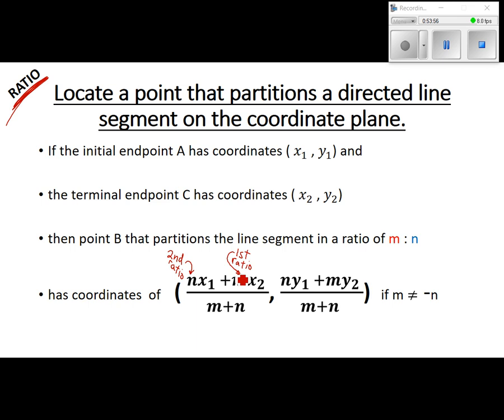Anybody have any idea why this says that? I didn't mention it last time. M does not equal negative N.